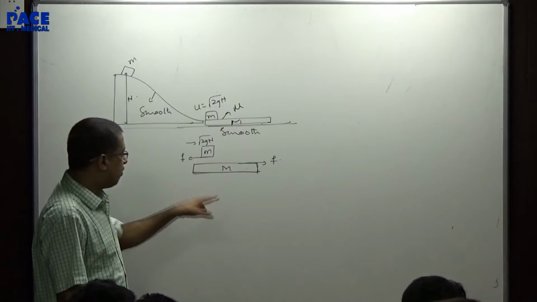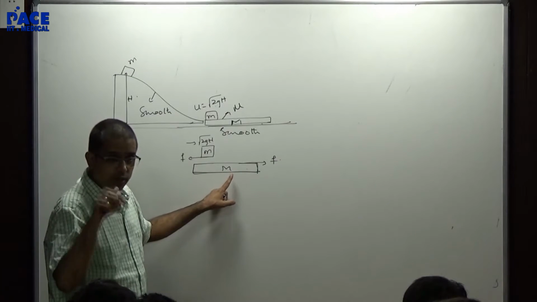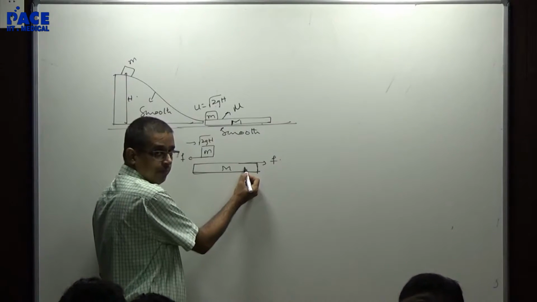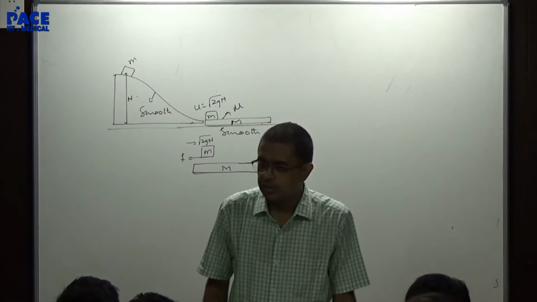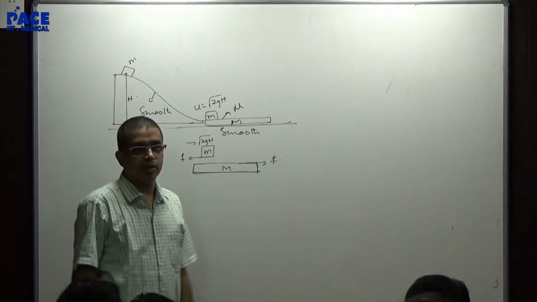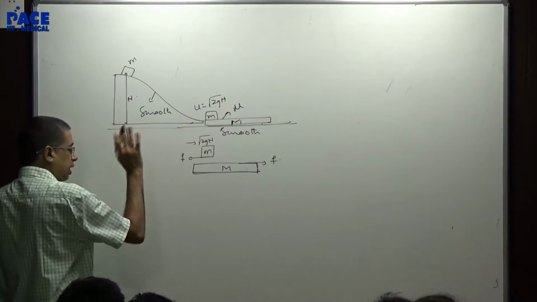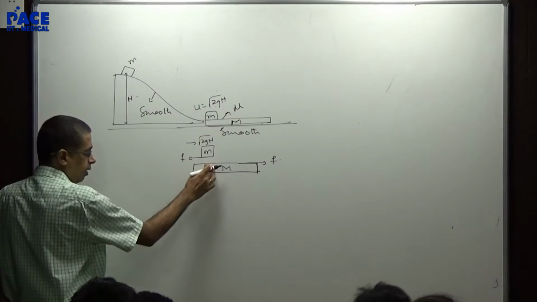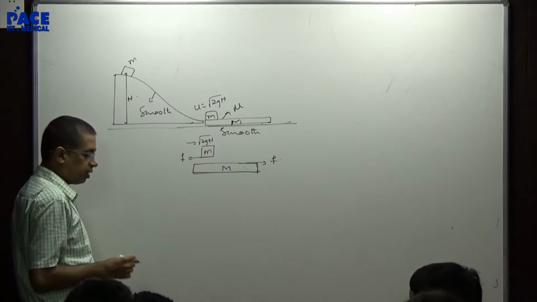Irodov is asking you to find the work done by friction from two frames. One is the ground frame. The second is with respect to capital M. First let me calculate with respect to ground. Then I will calculate with respect to capital M. Right? Did you understand the question? Yes. Work done by friction from the ground frame of reference. Write down the question first.